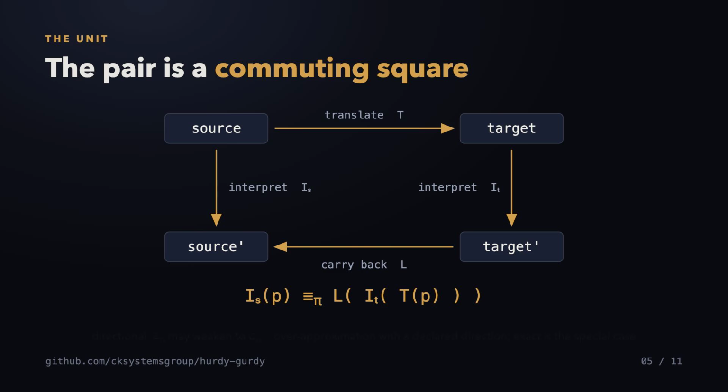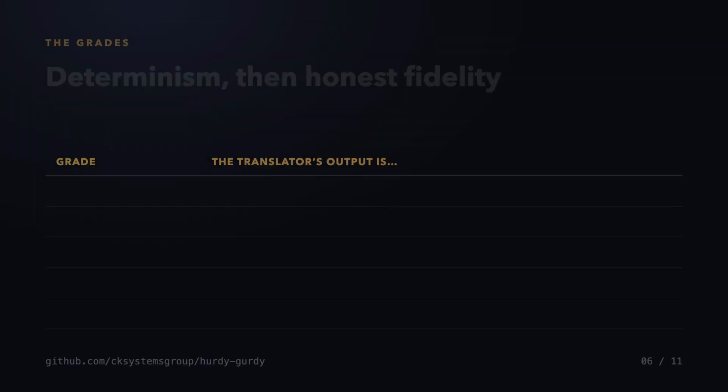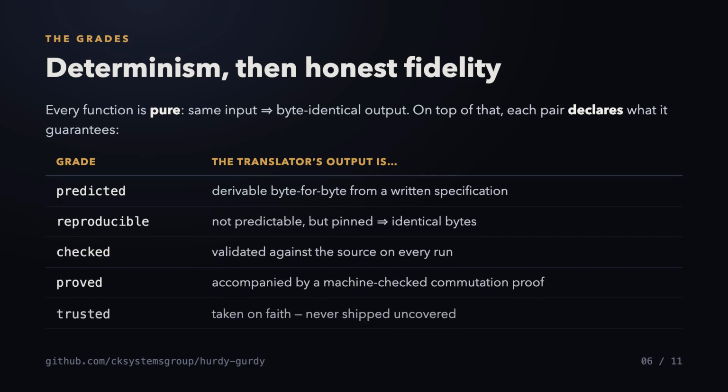And exactness is not the only honest claim. Squares are directional. A translation may over-approximate, its square commuting up to a declared direction, with exactness as the special case. The direction is part of the pair's contract, checked per program. Everything is deterministic. The same input produces byte-identical output, always.